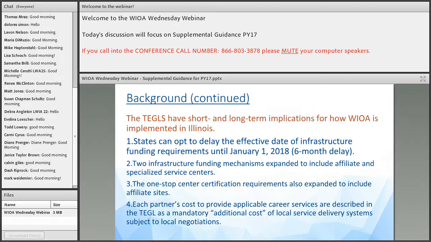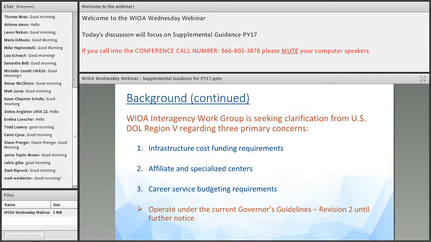Well, that would be a major change because right now the budget template that is used for MOU negotiations and annual budget negotiations does not reflect career services as a program cost at all. So we're going to explain more about Illinois' approach in the supplemental guidance in a minute. There's just one more piece of background that we want to provide.